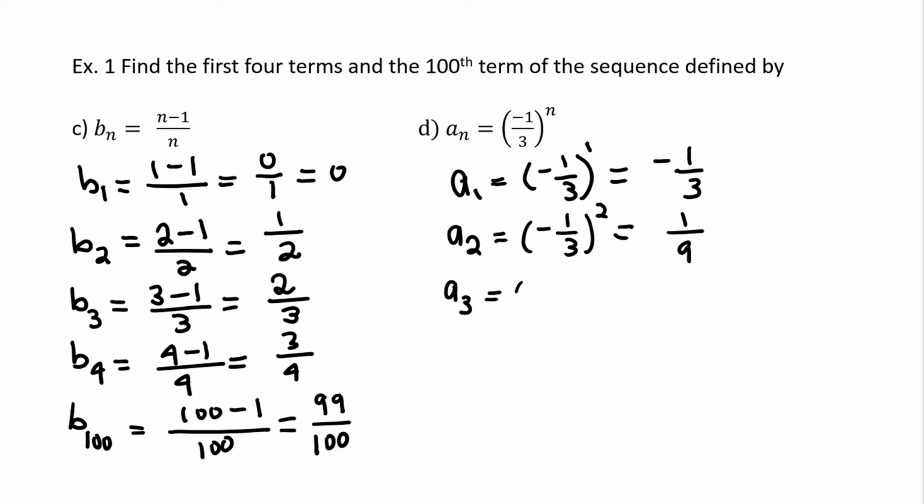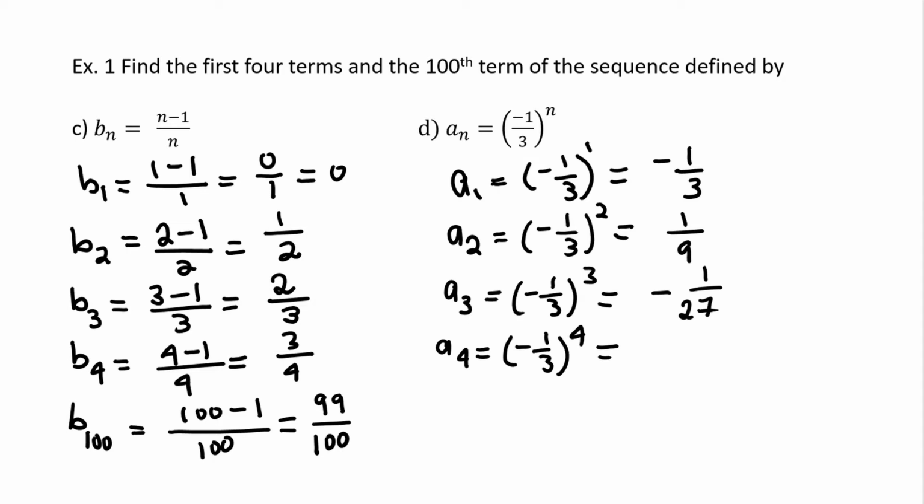A sub 3 is negative 1/3 to the power of 3. That's raised to an odd power, so a negative raised to an odd is negative. 1 cubed for the numerator is 1, and in the denominator that's 3 cubed. 3 times 3 times 3 is 27. A sub 4 is negative 1/3 to the power of 4. A negative raised to an even makes it positive. 1 to the 4th is still just 1. 3 to the 4th is 3 times 3 times 3 times 3, which would be 81.